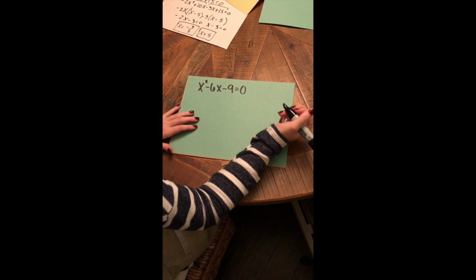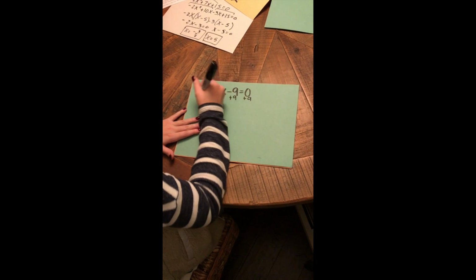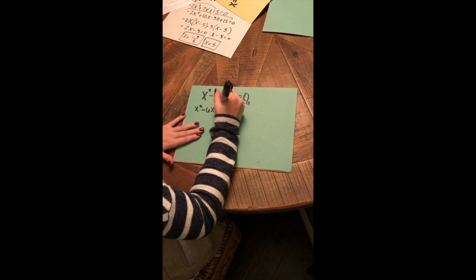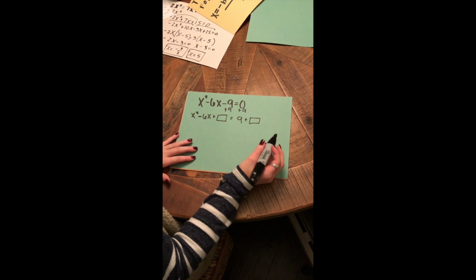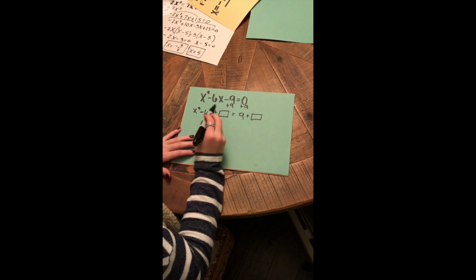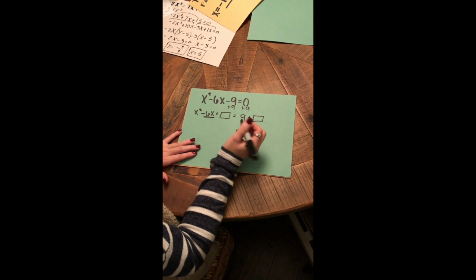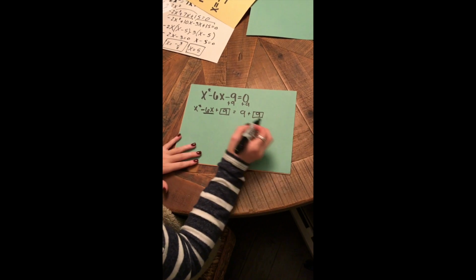Now we're going to complete the square. First you'll add 9 to both sides, so it equals x squared minus 6x plus blank equals 9 plus blank. And then to find what you'll put in the blank, you'll do this divided by 2 is 3, squared is 9, so you'll put 9 in both spots.